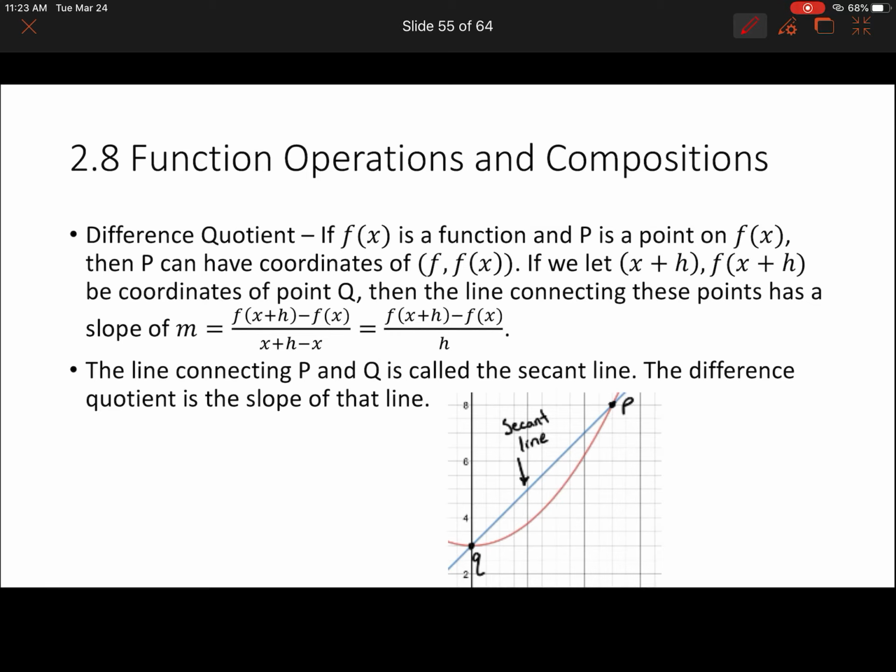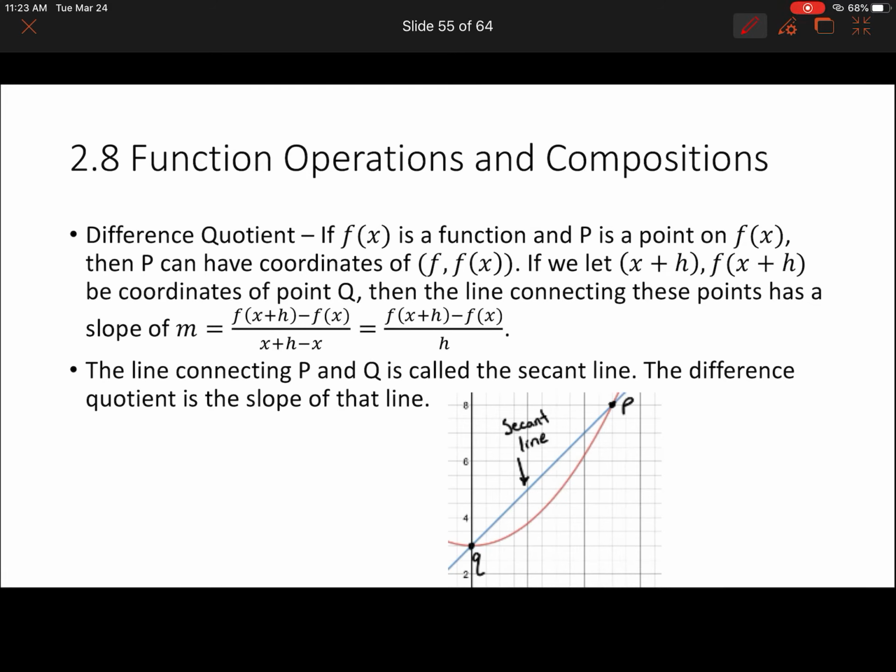Okay, so continuing in section 2.8, we're going to be talking about what we call the difference quotient and talk about how to find that. And this is something that if you were to go into trig and calculus after this class, you will learn more about. We're not going to spend a ton of time on it, but I do think it's important you understand at least what it's talking about.